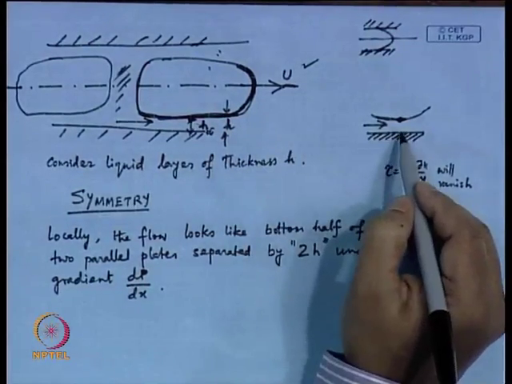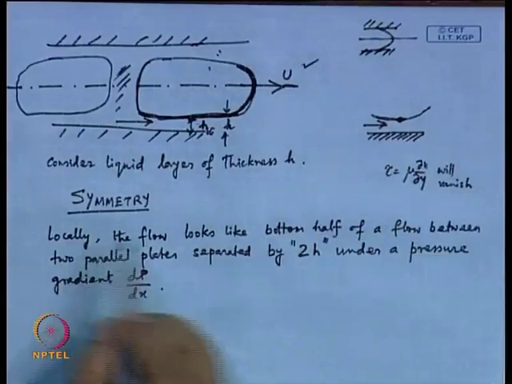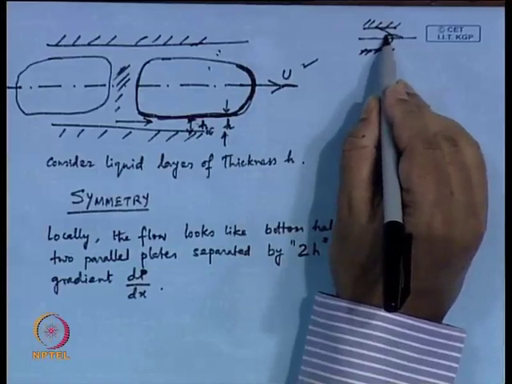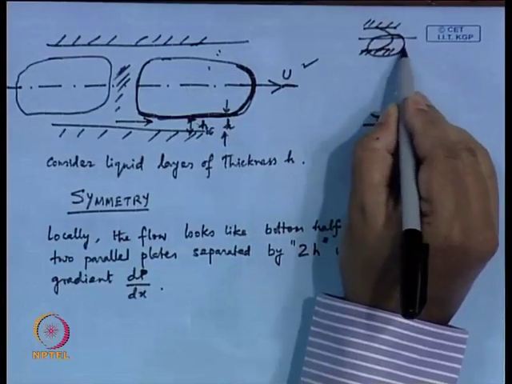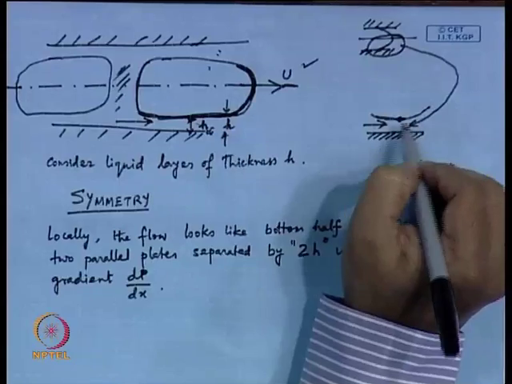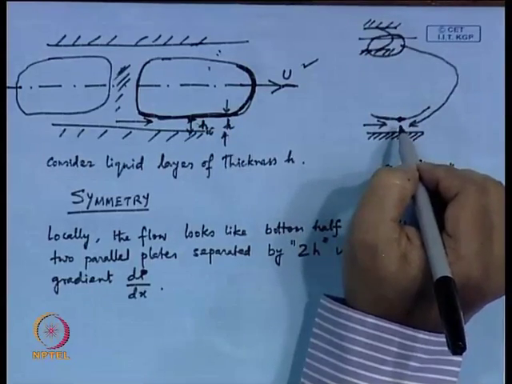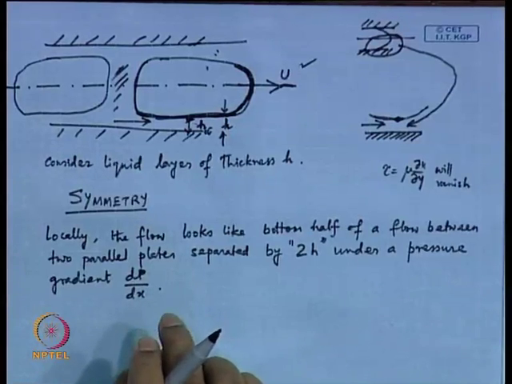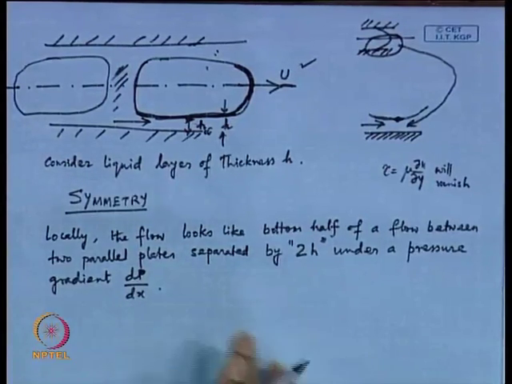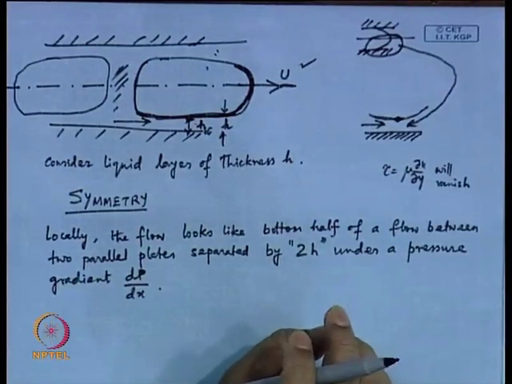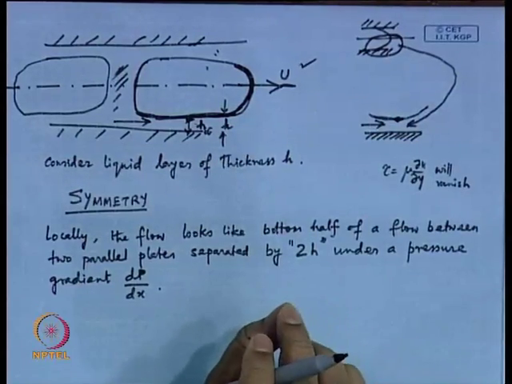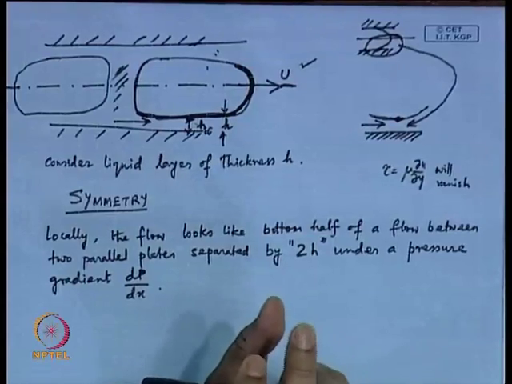What they are saying is that, utilizing the symmetry, you can see that the flow locally looks like the bottom half of a flow between two parallel plates. That means this part of the flow simulates the flow here in that annular portion. So that is what you can assume. And in that case, you can take straight away the velocity profile for flow between two parallel plates and work with a flow between two parallel plates which has an aperture of 2h instead of h.